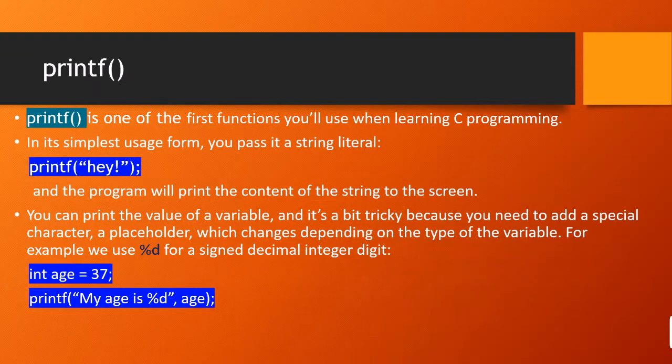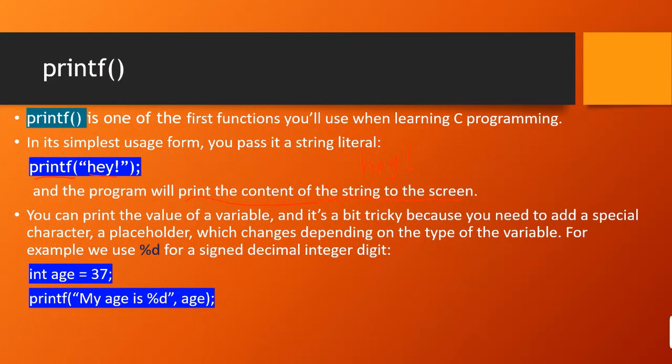The main input-output operations start with printf. printf is one of the first functions you will use when learning C programming. In its simplest usage form, you pass it a string literal. So you will type printf and the string "hey!". The output of the program will be "hey!". The program will print the content of the string to the screen. This is the basic function of printf.